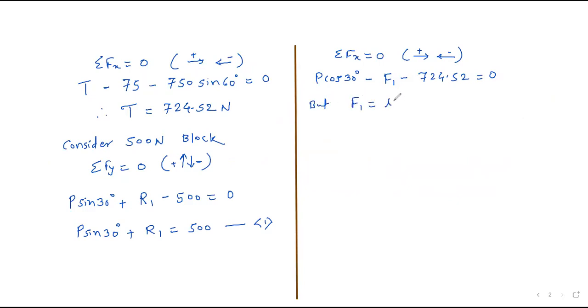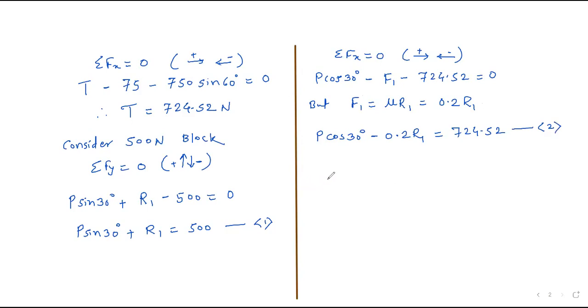F1 is equal to mu into R1. So mu is 0.2, and R1 as it is, we don't know the value. So put this value over here. So what we will get? It is P cos 30 minus 0.2 R1. F1 is equal to mu into R1. This value we are putting over here, which is equal to 724.52. This is our equation number 2.